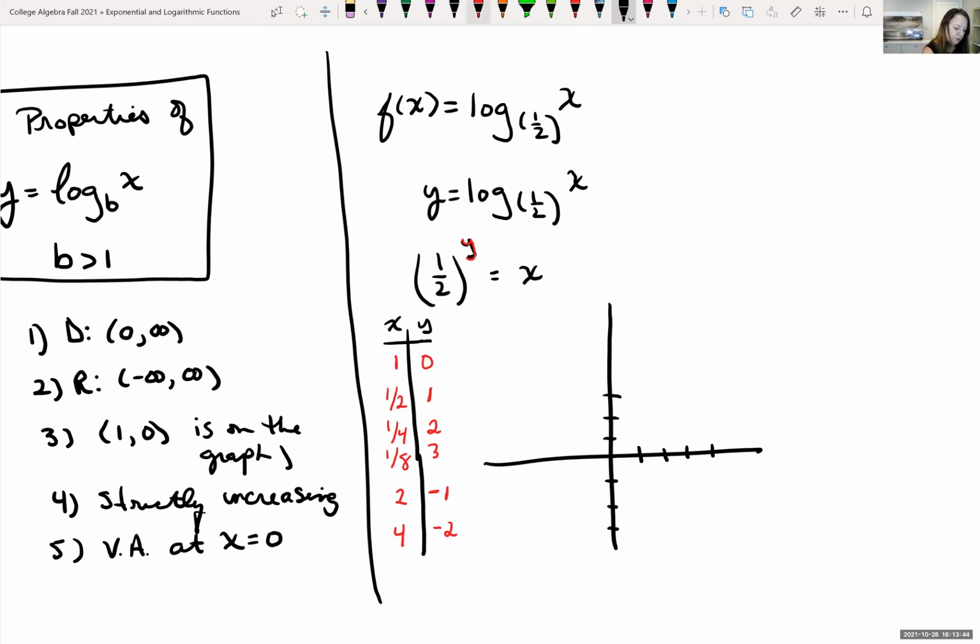Okay, so we have a point at 1, 0. We have a point at 1/2, 1. We have a point at 1/4, 2. We have a point at 1/8, 3. We have a point at 2, -1, and 4, -2. So the general shape of our graph for our base between 0 and 1 is going to look similar to this.